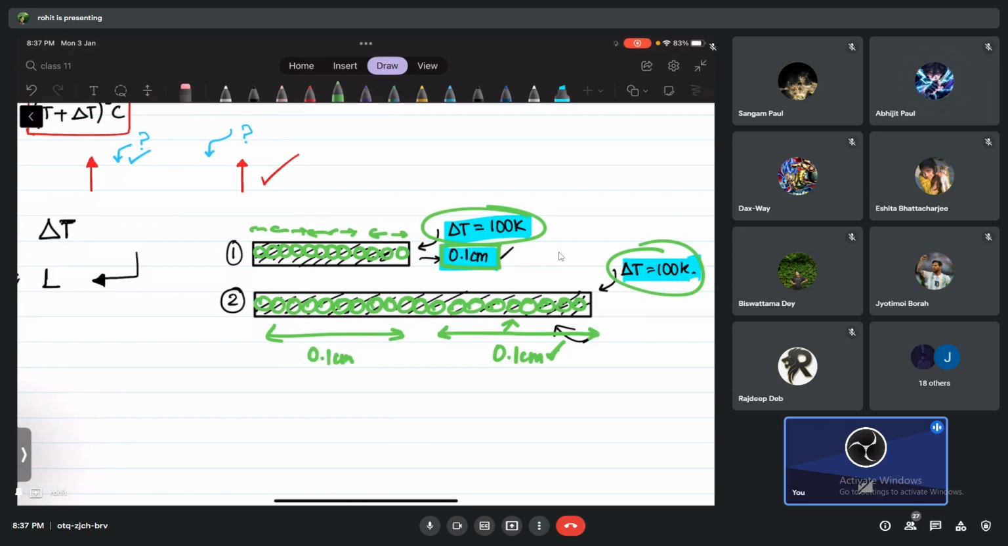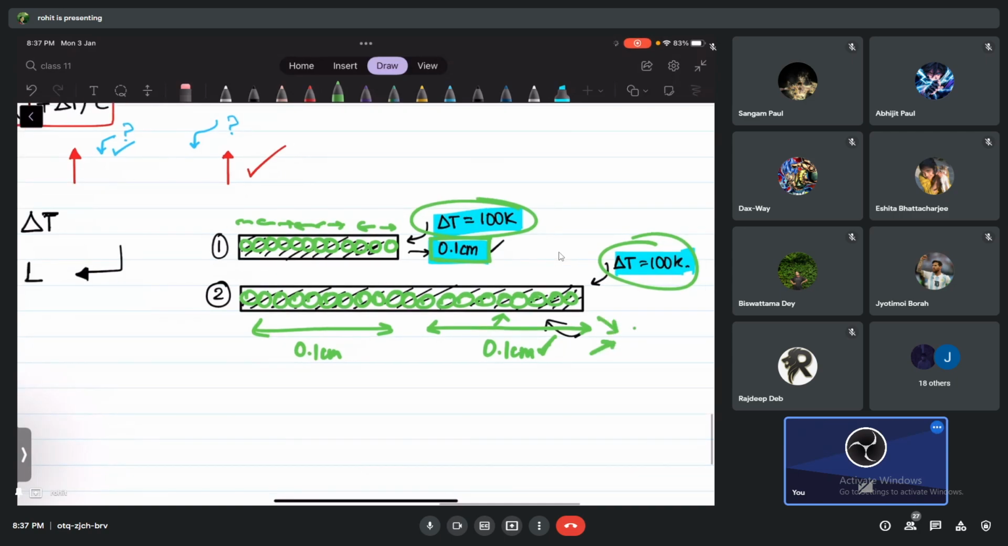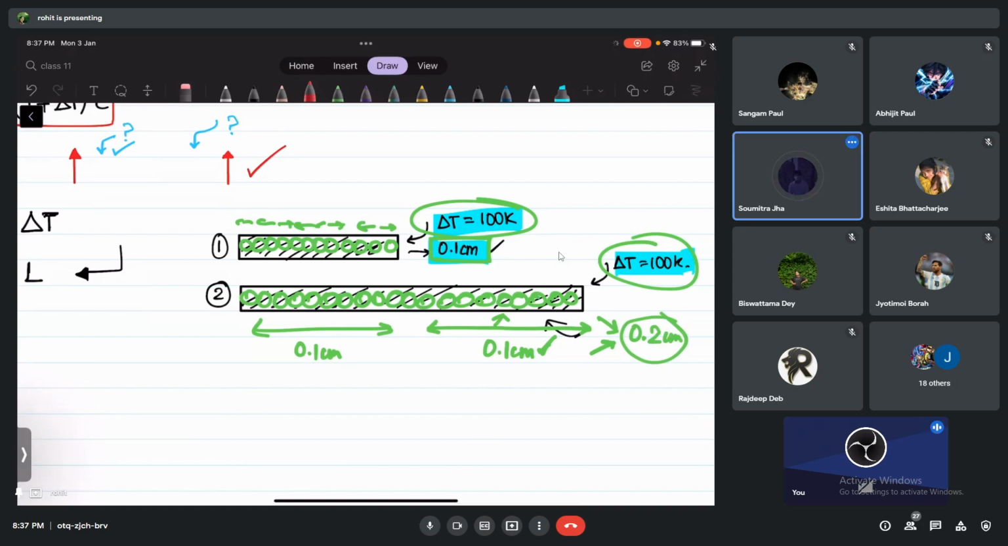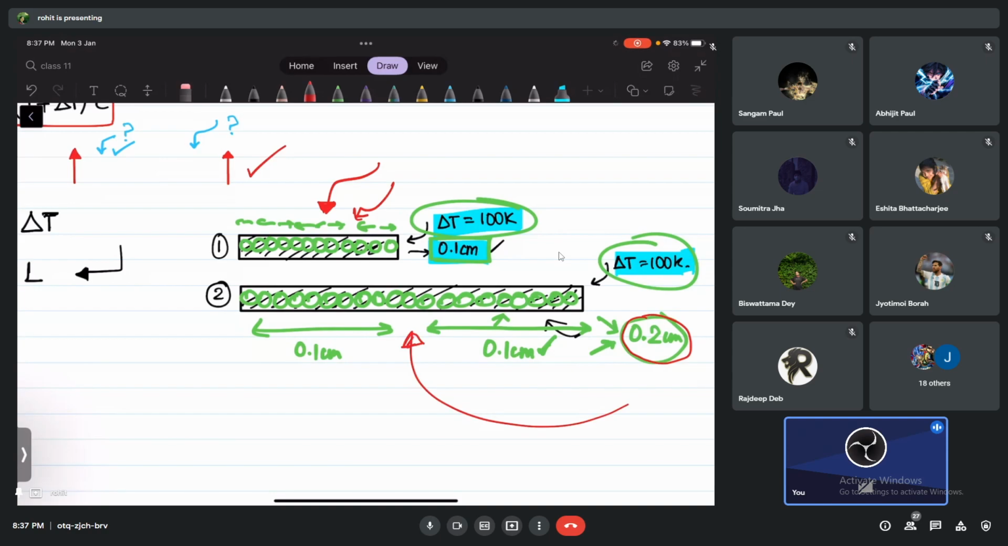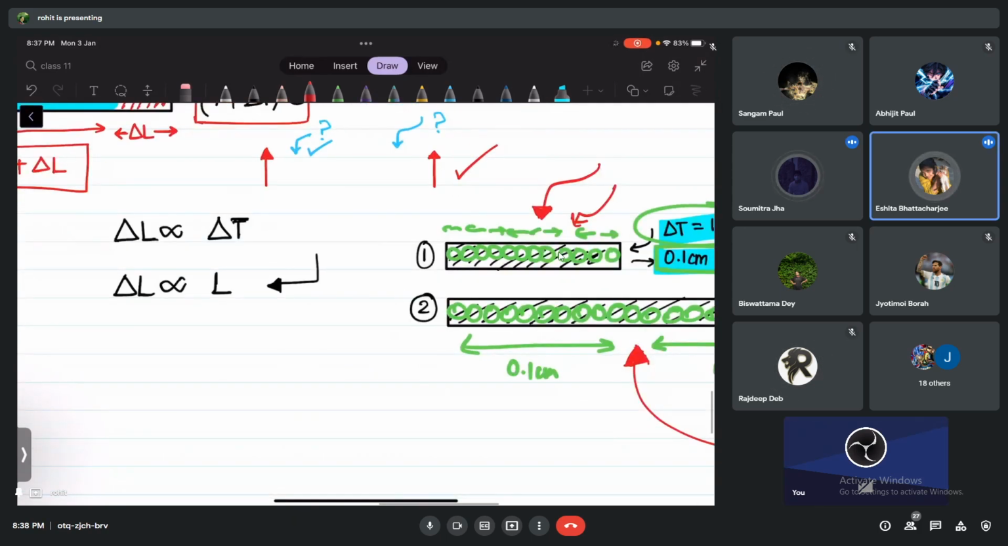So now you tell me, total expansion in this case will be what? 0.2. So now you think and tell me, will the expansion depend on the initial length or not? Yes, sir. If you start with a shorter solid, and you start with a longer solid, which solid will undergo more expansion? Now tell me, the shorter one or the longer one? Longer one. That's why I've written this.